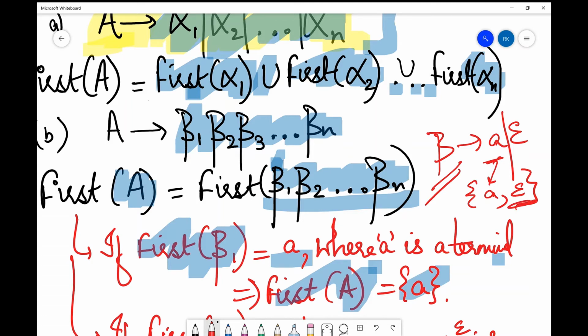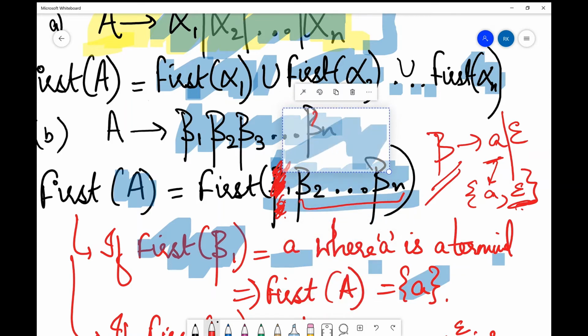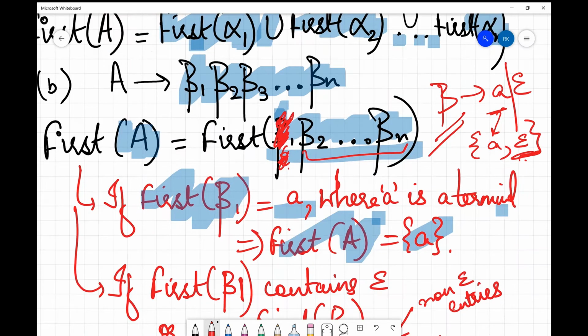So now in this case, what will happen when you put epsilon over here? Now this entire thing will fade away. Empty string is what? Nothing. So this also fades away. So first it becomes first of beta 2, so on till beta n. That is the important thing over here. So that is what I have written over here.